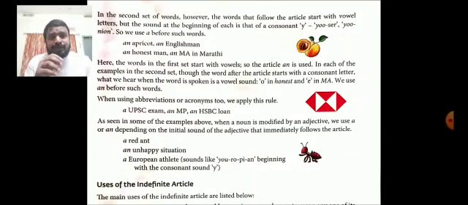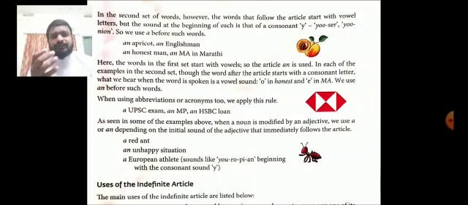Now look at other words: an apricot, an Englishman, an honest man, an MA in Marathi. In an honest man, as you know, the sound O comes. In MA, the sound E comes. Though we write MA, the sound E comes. That's why we use an MA. Even though we use abbreviations or other things, we need to follow this rule. That means you need to look at the first sound of every word, whether it is a noun or an adjective.